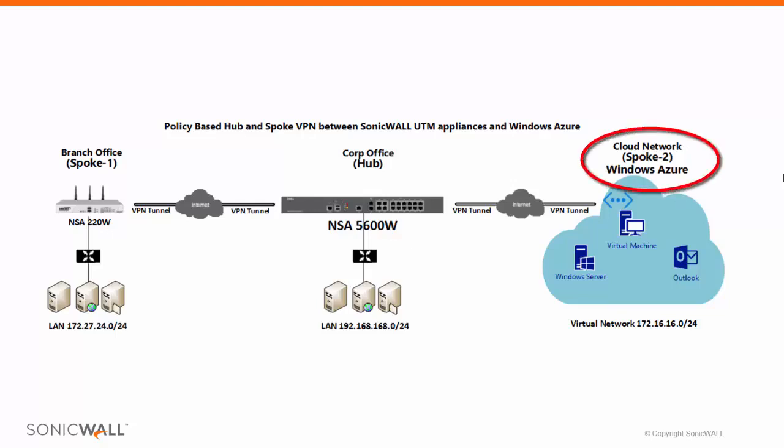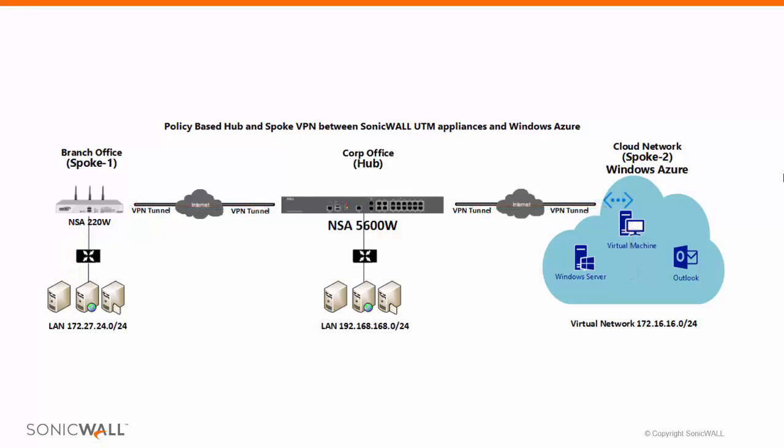And this is the Windows Azure Cloud Network. It has a virtual network in the 24-bit subnet, and we will call this spoke 2. We will create a site-to-site VPN between the hub and each spoke. Once the VPN tunnel is up, hosts behind the hub must be able to communicate with the hosts behind the spokes. And the hosts behind the spokes must be able to communicate with each other through the hub SonicWall.